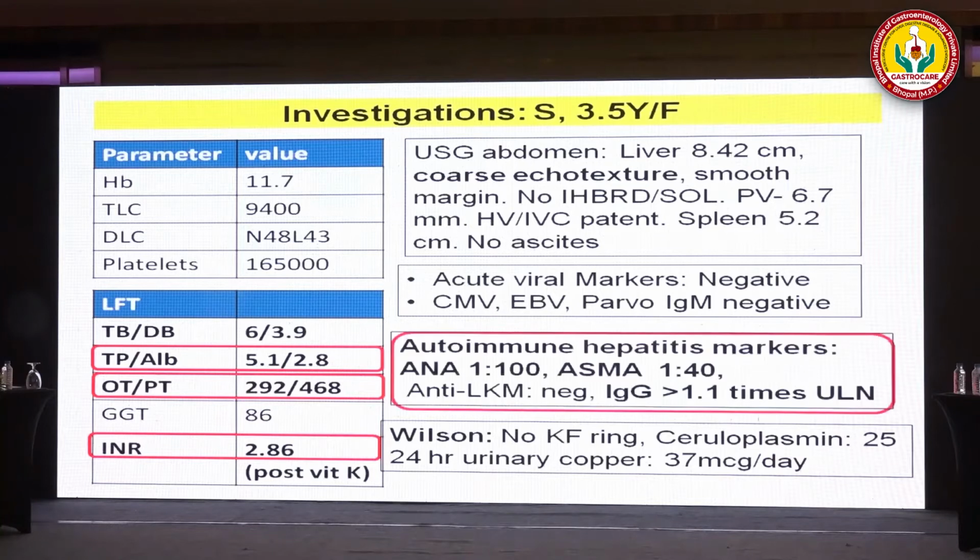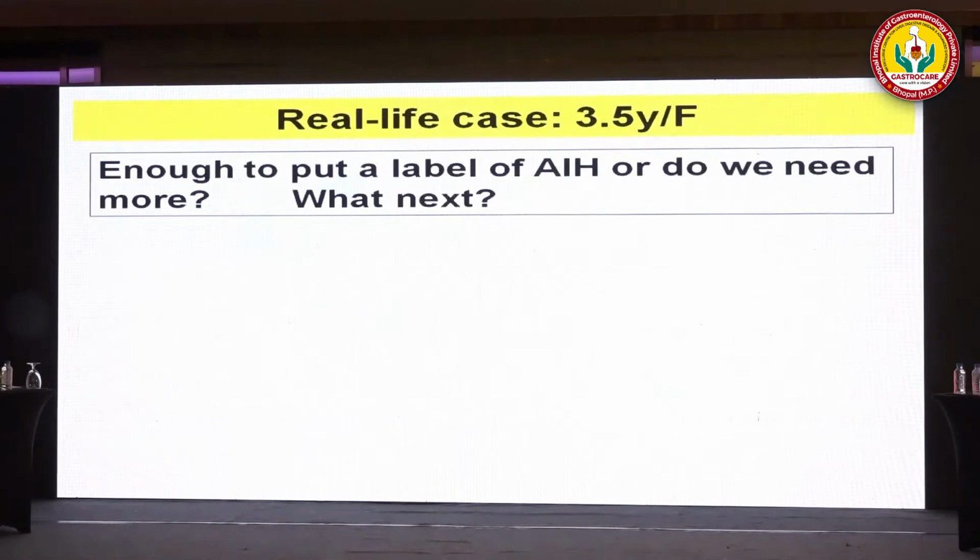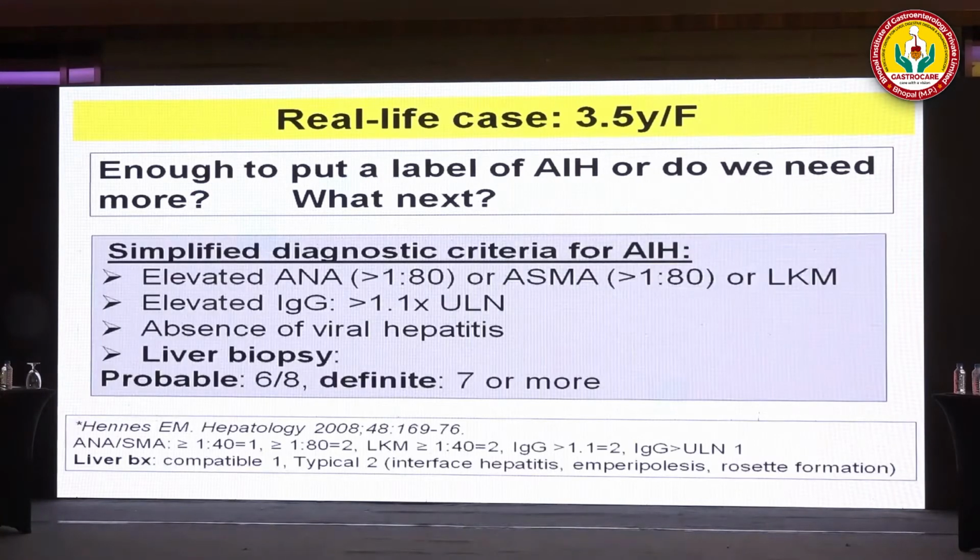So let's have the autoimmune parameters. She had ANA more than 1:100, ASMA more than 1:40. LKM negative, but IgG was more than 1.1 times upper limit of normal. So, do we have enough evidence to say this child was having autoimmune hepatitis, or do we need to do something else? So, we apply this simplified diagnostic criteria.